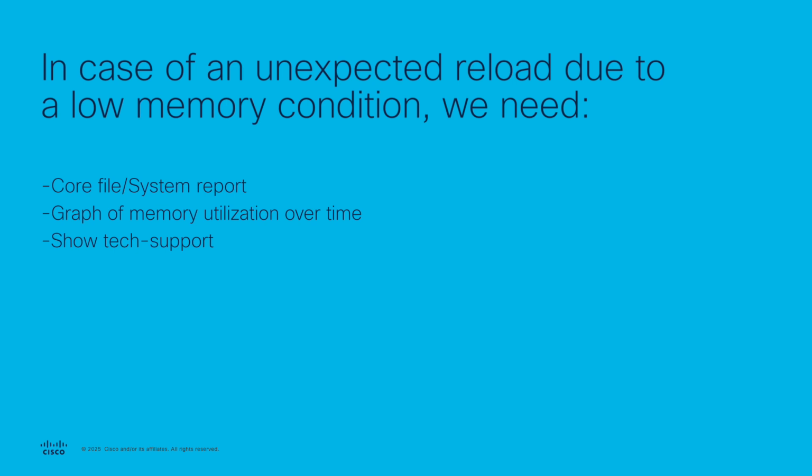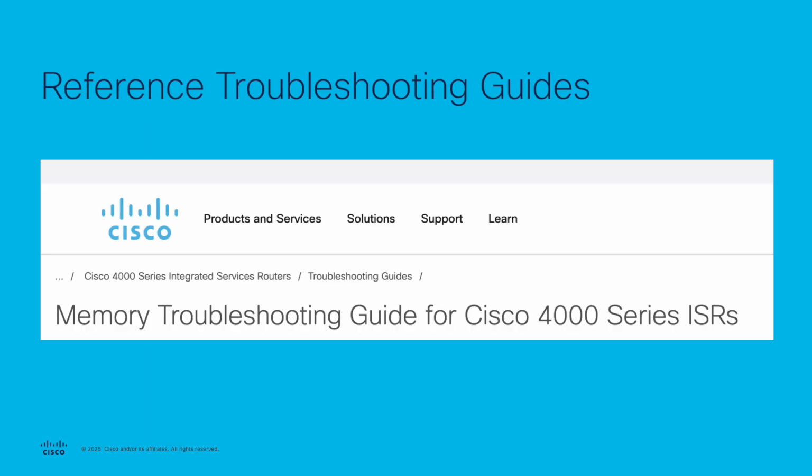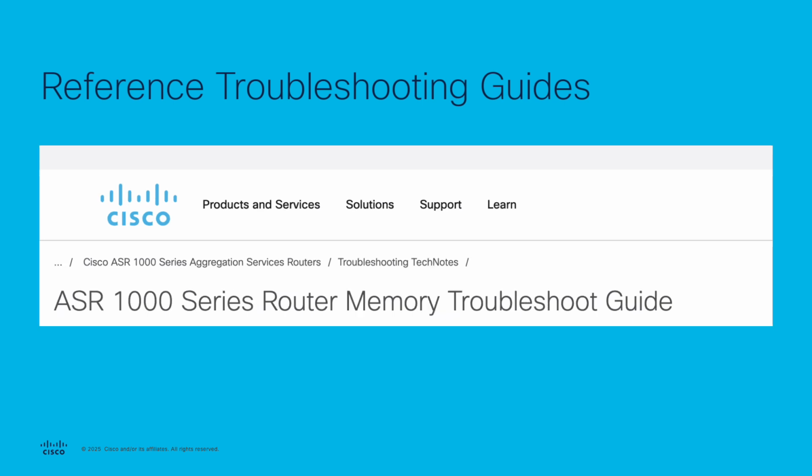However, not all instances of high memory usage are unexpected. It is important to understand the available DRAM and the mix of features running on the device. Make sure you are running a supported version. Look for the end of sale and end of life document for the release. If needed, move to a version that is currently under software maintenance releases. Otherwise, TAC can be limited on the troubleshooting and resolution options. For a complete document around memory troubleshooting, you can refer to these guides for the ASR 4K and ASR 1K devices.